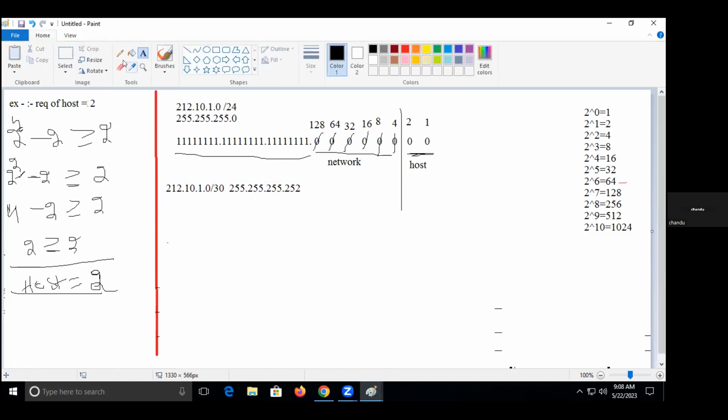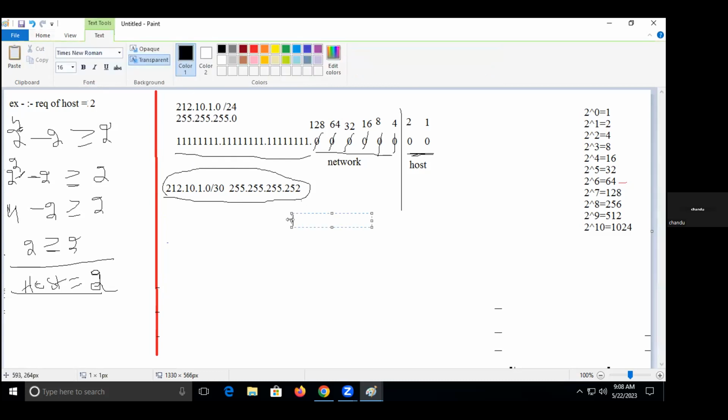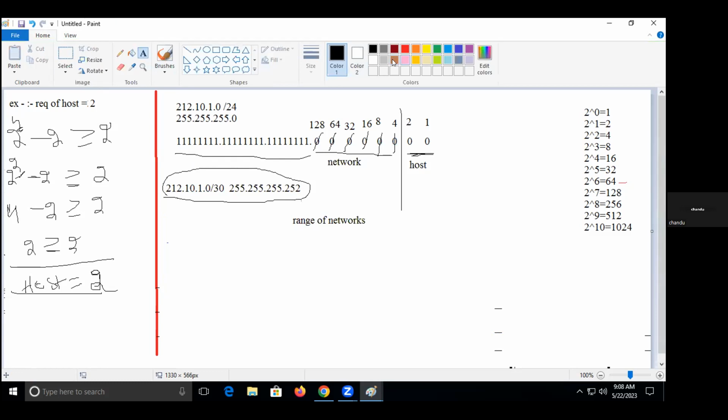So this is a new subnet mask. For slash 30, you get 252. And if you want to find the range of networks, what is the last incremental bit? The last incremental bit is 4. The network bits are very, very important. So with the value 4 I have to find the networks.